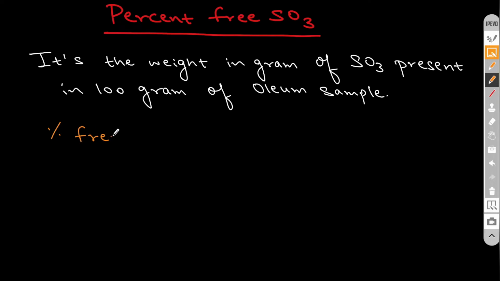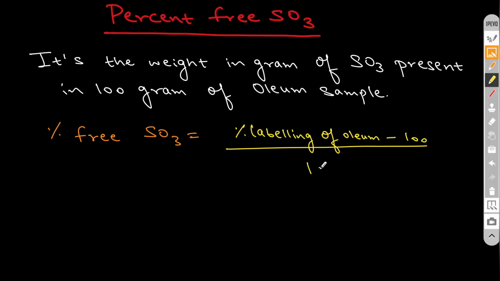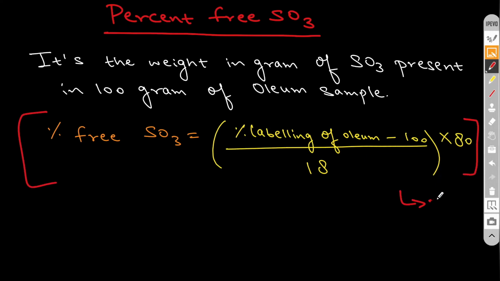Now we'll write the formula for percent free SO3. Just remember this simple formula so we'll be able to solve the problems. Percent free SO3 is equal to (percentage labeling of oleum minus 100) divided by 18 multiplied by 80. So this is a simple formula. Just remember it. Now moving further, we'll solve a problem.